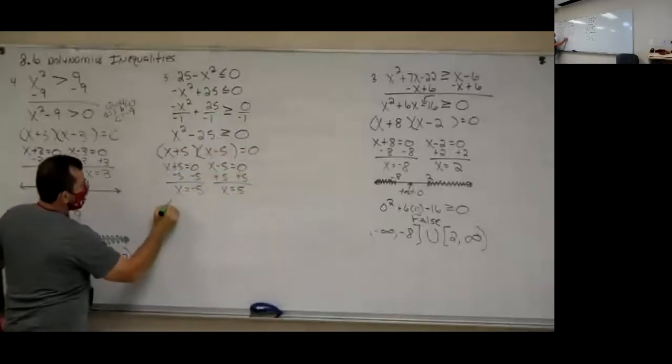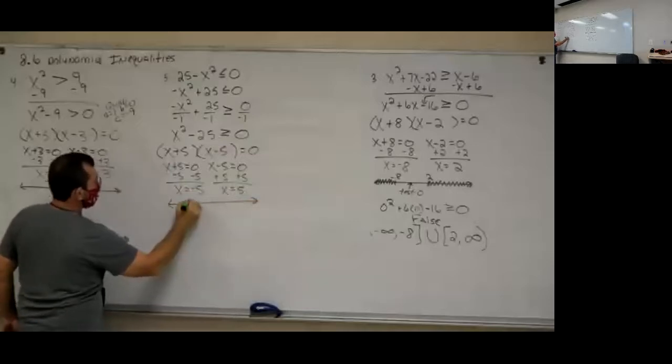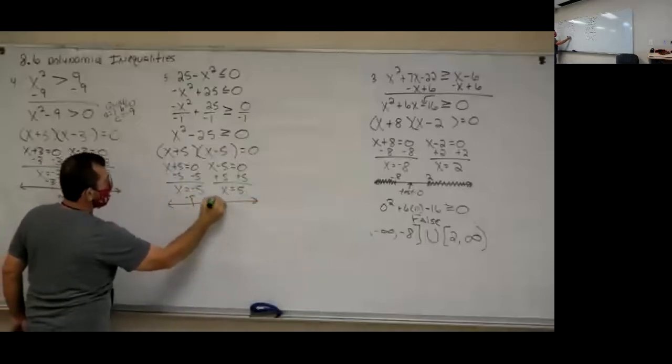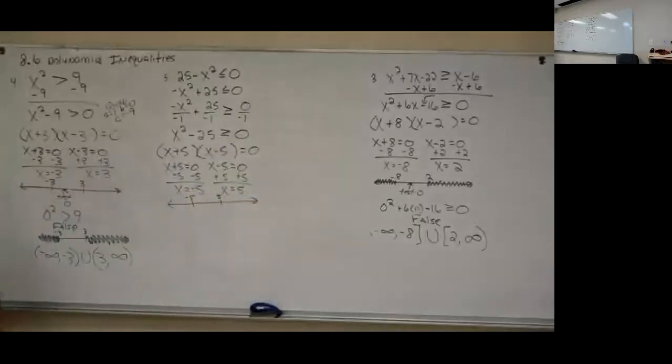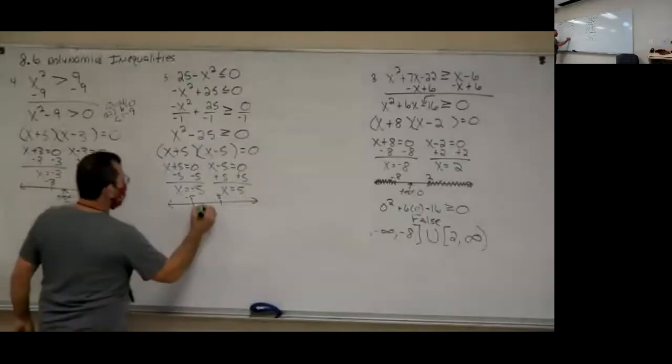So let's make that number line. Over here will be -5, and there will be my +5. And what I like about these perfect squares, the number's always in the middle. That 0, okay? So 0, once again, is going to be in the middle.